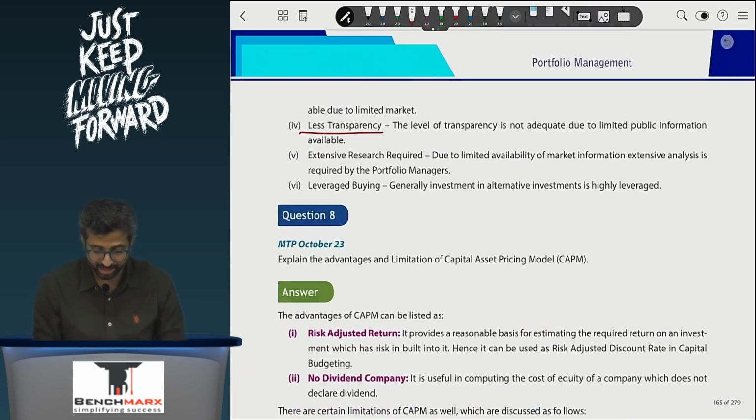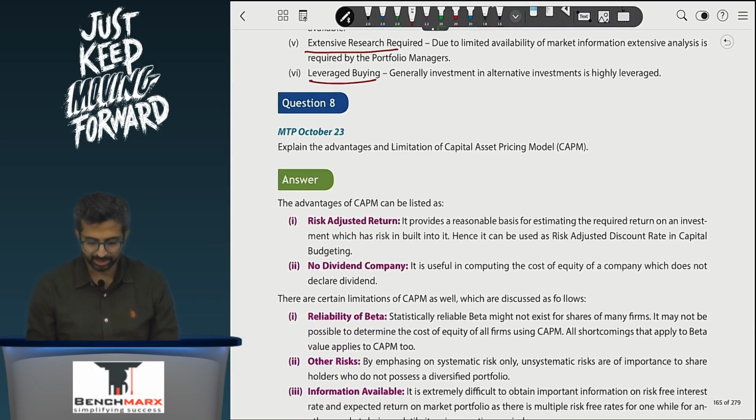There is relatively less transparency, extensive research required, and they will do a lot of leveraged buying so that they can amplify your returns. Explain the advantages and limitations of capital asset pricing model.